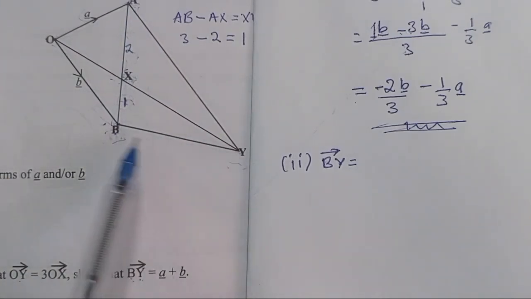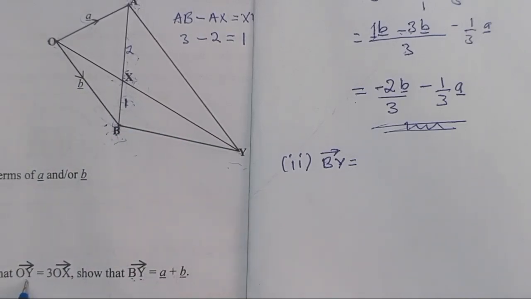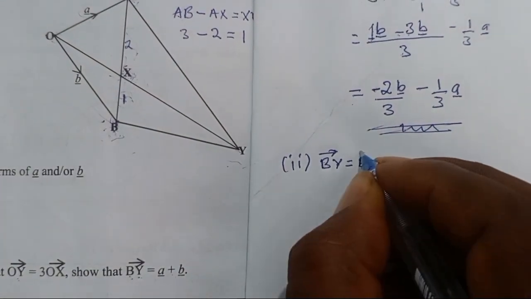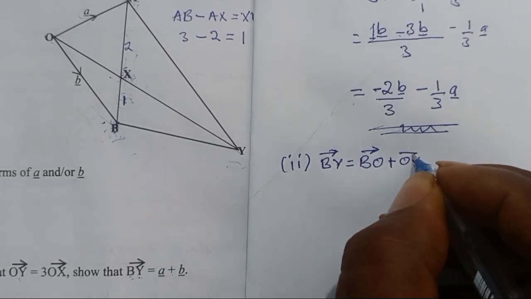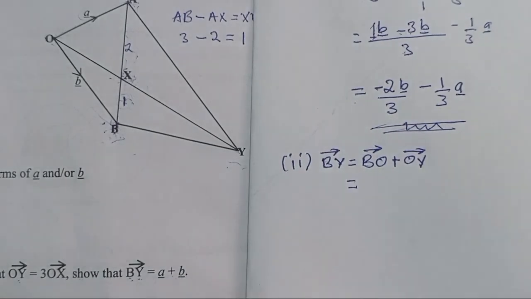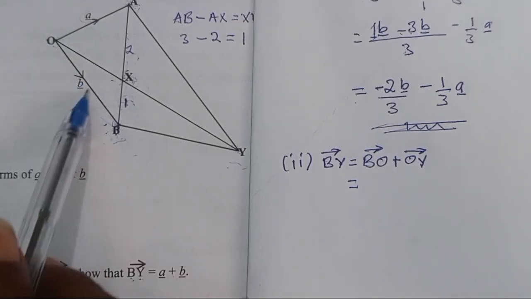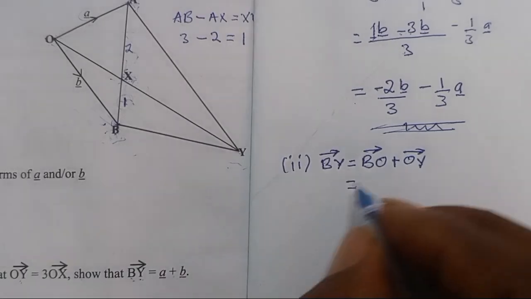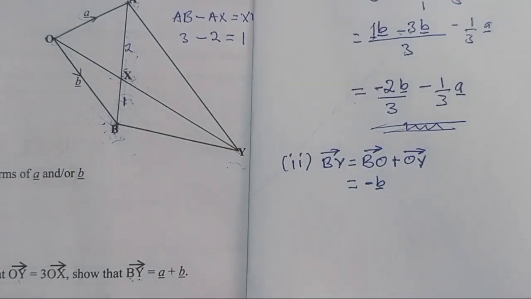Now, BY is equal to BO plus OY. Do we have BO? Yes, we have. Do we have OY? Yes, we have OY, which is in this one. So BY is equal to BO plus OY. So vector BO is going to be negative scalar b. We are going against the direction, so it's going to be negative.